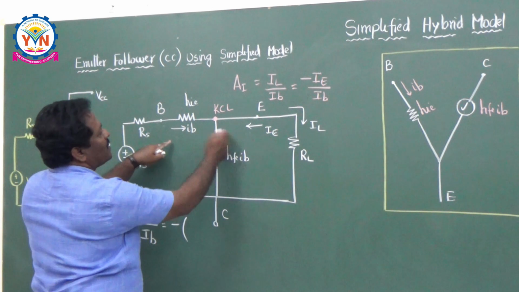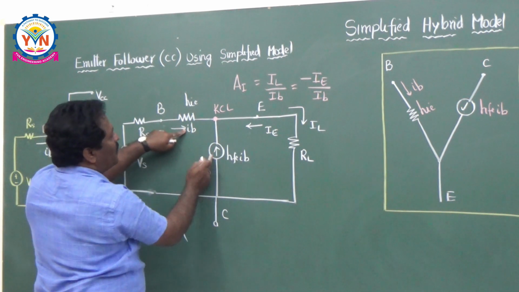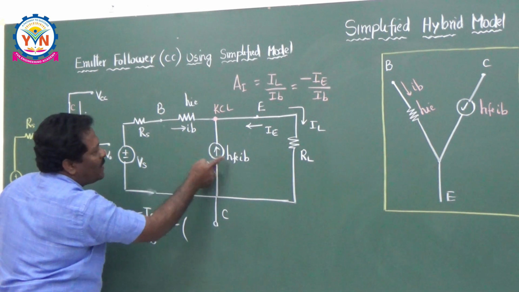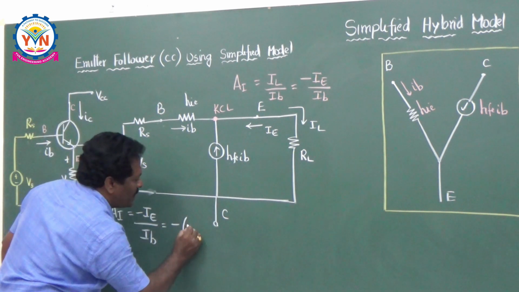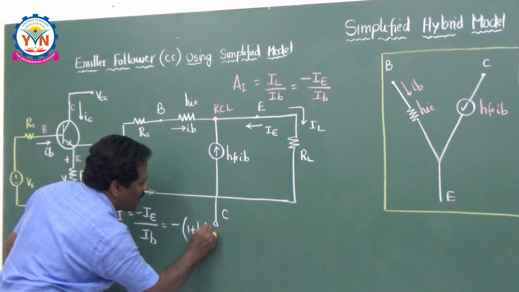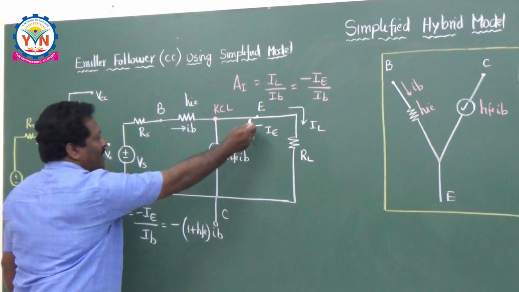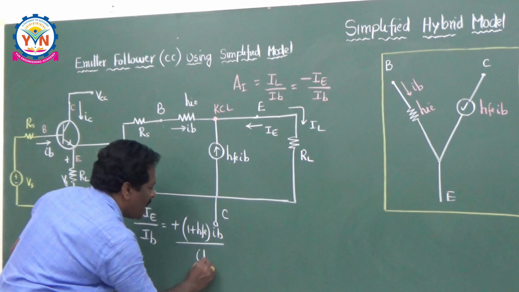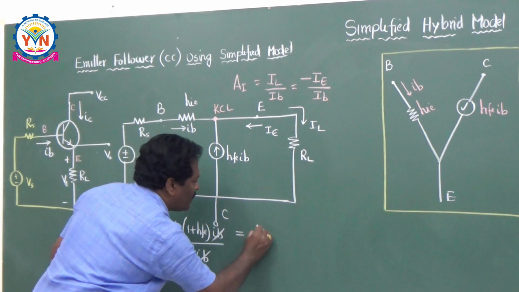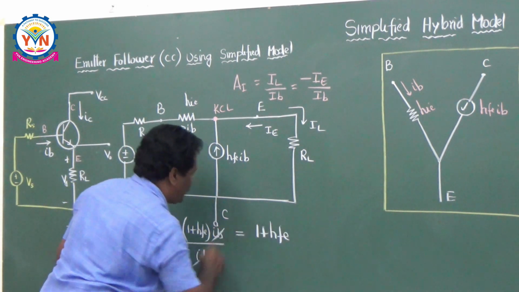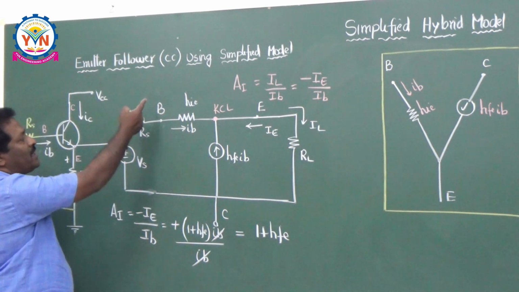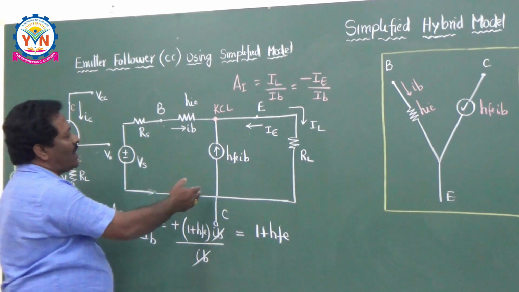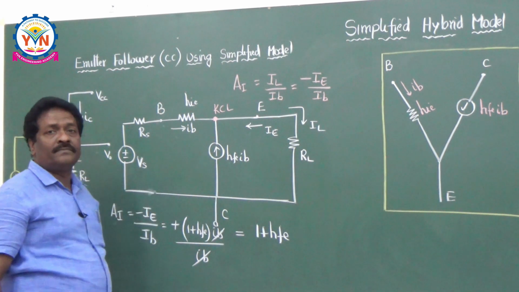So that is minus, what is IE? Minus of, because IE and these two things are in the opposite direction. So IE is equal to IB plus HFE times IB, that means 1 plus HFE times IB, that too in the reverse direction. So that is positive, divided by IB. IB and IB will cancel, so that will be equal to 1 plus HFE. So the current gain AI for the CC is 1 plus HFE.